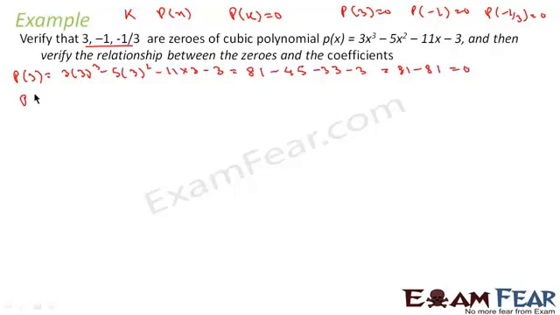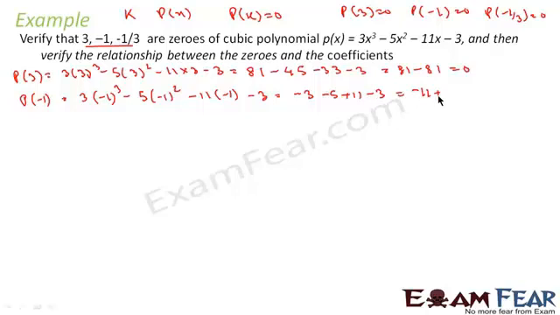Again, let's find p(minus 1). That comes out to be 3 times minus 1 cube minus 5 times minus 1 square minus 11 into minus 1 minus 3. That is minus 3 minus 5 plus 11 minus 3. And that is again, if you see, 11 minus 11 plus 11. That is again 0.